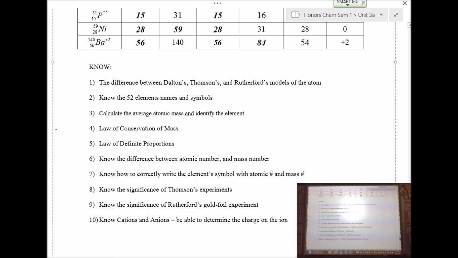Know the significance of Thomson's experiments. Why did Thomson do that? The cathode rays? Yeah, no. He found subatomic particles. Very good. That's the Cliff Notes version.